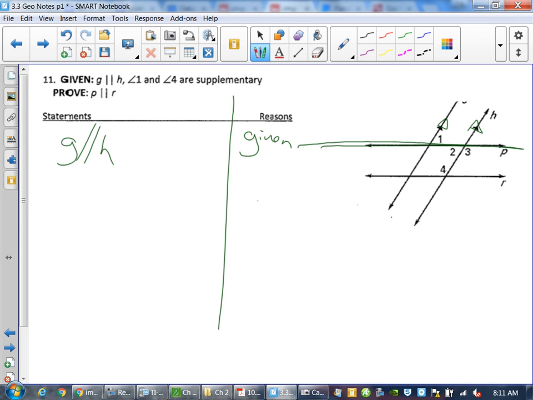So I'm going to do this first. Angle 1 is congruent to angle 2. Parallel lines cut by a transversal.